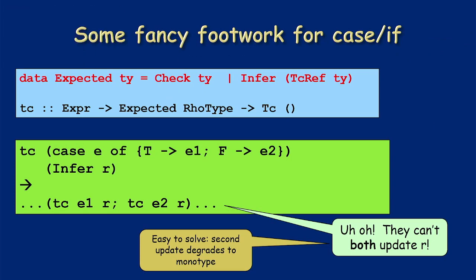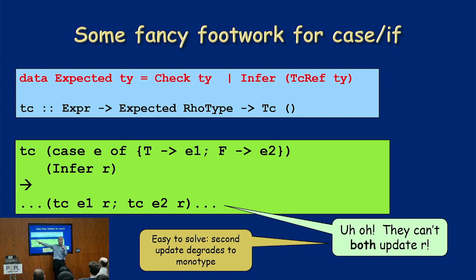Now, there is a bit of fancy footwork when you come to things like case expressions. Here again, I'm being a bit informal. Supposing I call TC, the type checker, on a case expression, I'm going to end up checking that E1 has type R. Oh, I should have put infer R here, sorry. I need to infer the type of E1 and the type of E2. So can they both update this funny reference thing with perhaps different sigma types? But in fact, this is easy to get around.